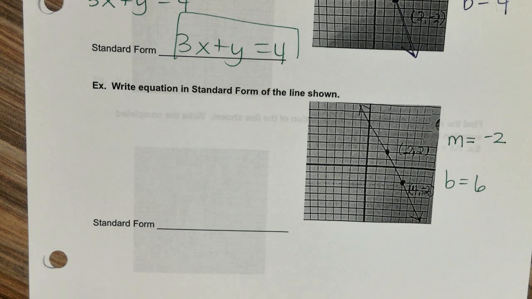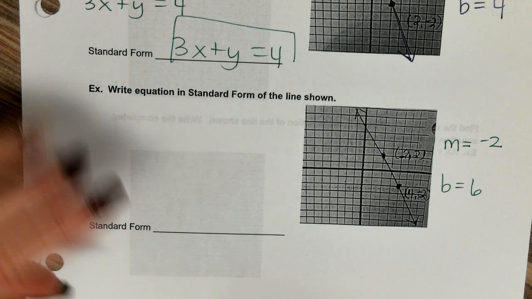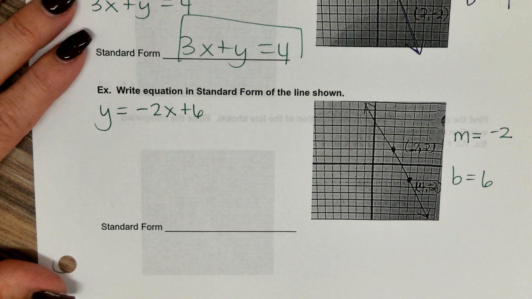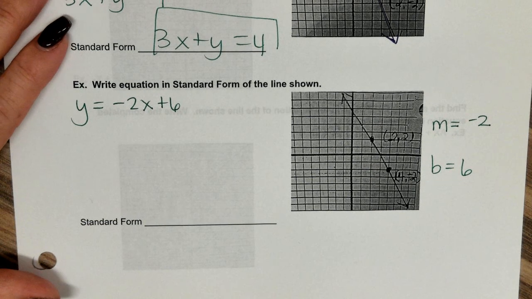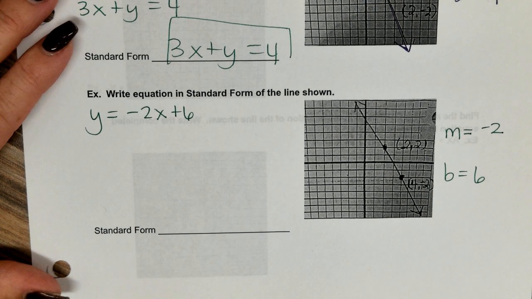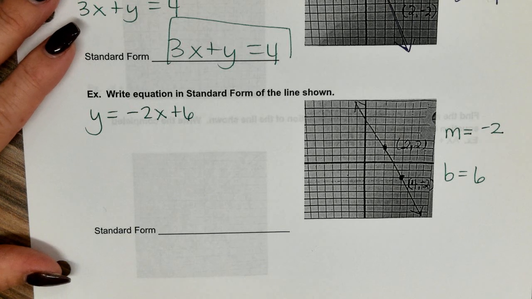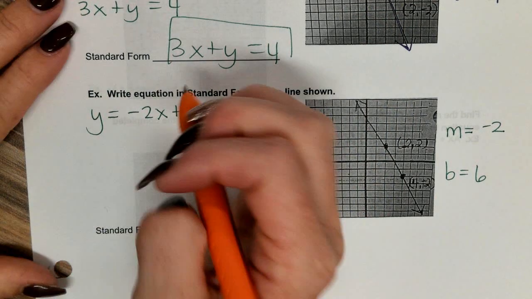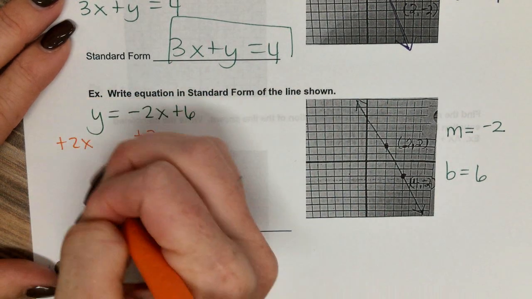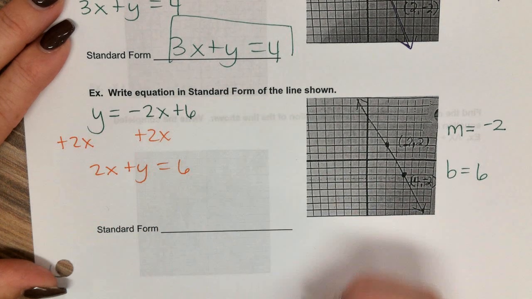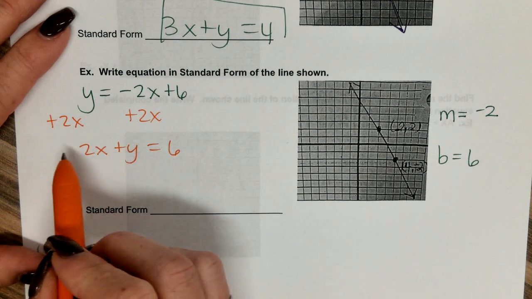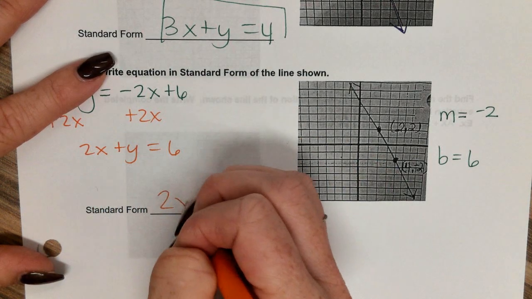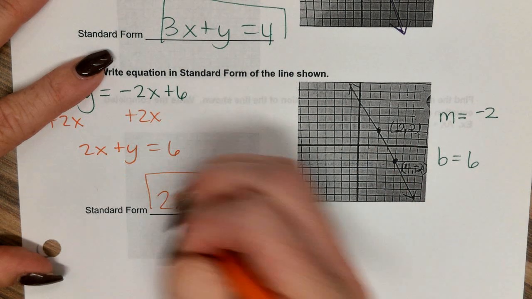Okay? All right, so my equation in slope-intercept form is y equals -2x plus 6. Now, to get it to standard form, what am I going to do? Rearrange it. So I'm going to plus 2x on both sides. So I have 2x plus y equals 6. Is everything good? Is there a negative or a fraction or a decimal right here? No, so I'm good. 2x plus y equals 6.